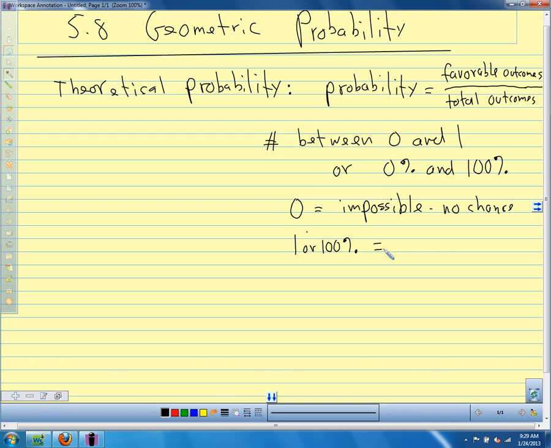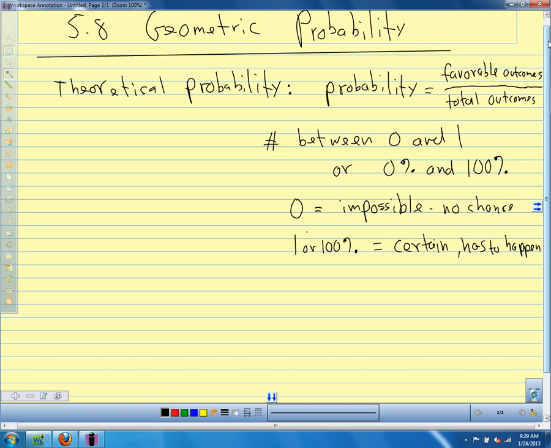Well, if we're saying 100%, probability of 1 or probability of 100%, what is that? Certain. It has to happen. So probability is favorable over total. We get some number between 0 and 1, or 0 and 100% when we change it into a percent. 0 means it's impossible. There's no chance of it happening. And 1 or 100% means it has to happen. It's certain. There's no way it can't happen.